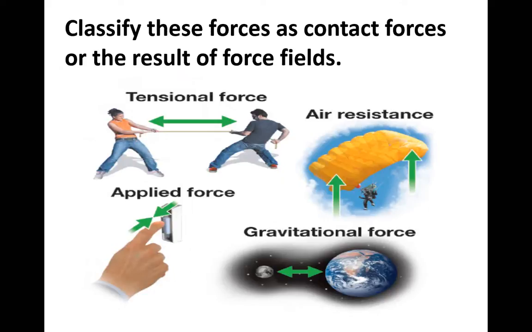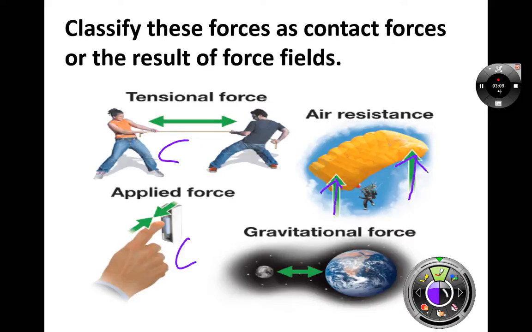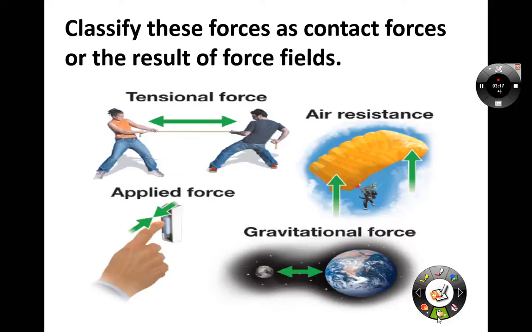Here are some that we need to classify. The two individuals here are playing tug of rope, which means they're actually touching the rope itself. This is a contact force. Touching the button is a contact force. The wind touching the parachute is also a contact force. This here would be a force field. Gravity is known as a force field.